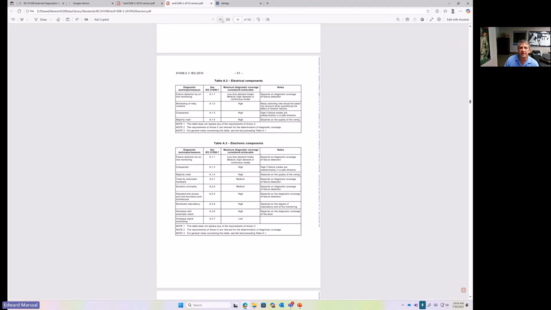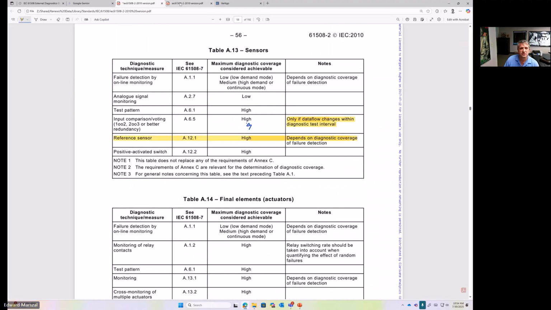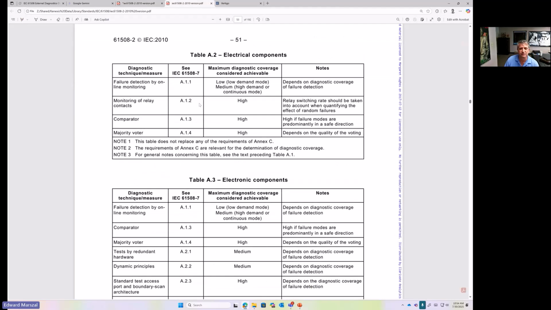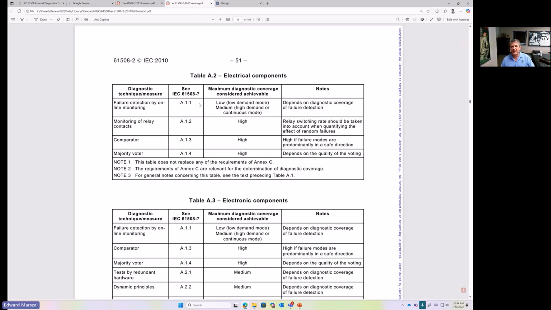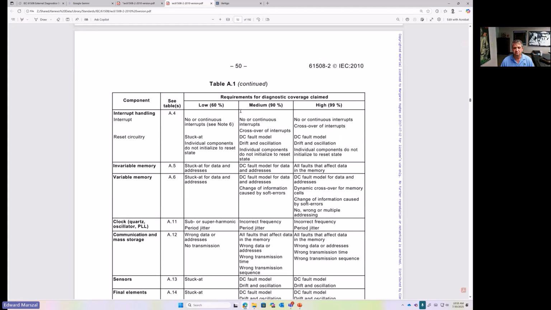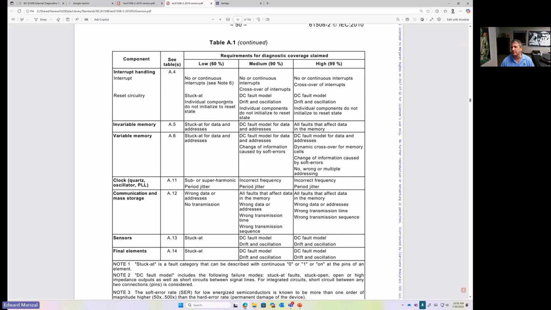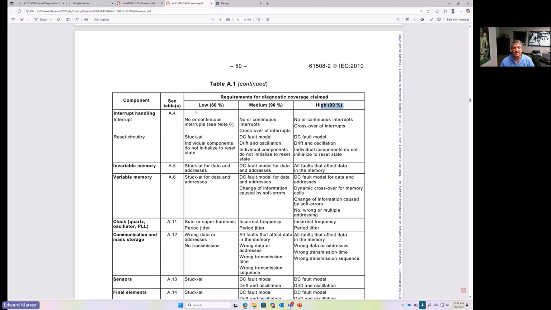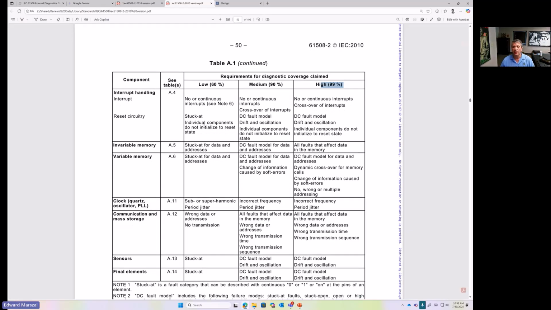So a little bit more detail on the 61508 standard. This is page 56. This is page 51. Just for your edification, you might want to open up the 61508 standard and take a look at what it says about what the different types of diagnostics are available, because it gives you a full range. So again, here we go. If you didn't believe me before, low is 60%, medium 90%, high 99%. Table A1 is going to give you some of the qualitative attributes that the standards committee made in determining whether it's low, medium, or high.